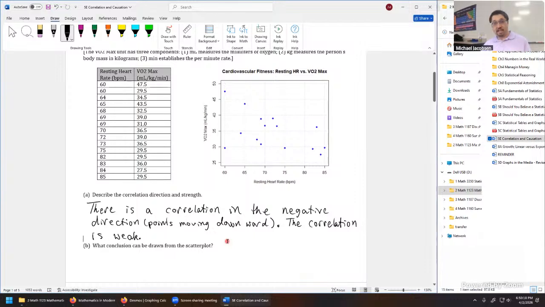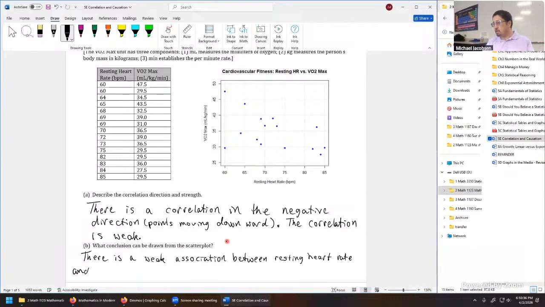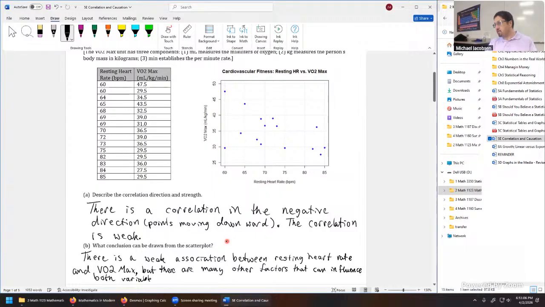It says here, what conclusion can be drawn from the scatter plot? We can say that there is a weak association between resting heart rate and VO2 max, but there are many other factors that can influence both variables, not just VO2 max, but resting heart rate itself is kind of a finicky measurement in the very first place.